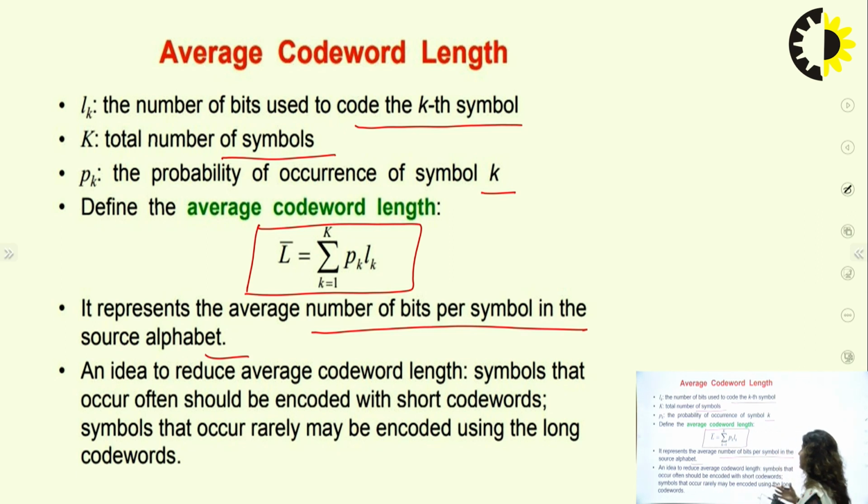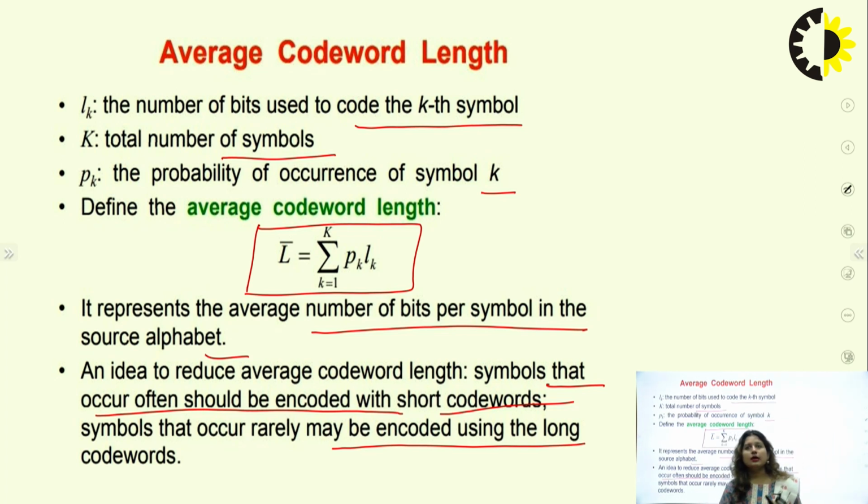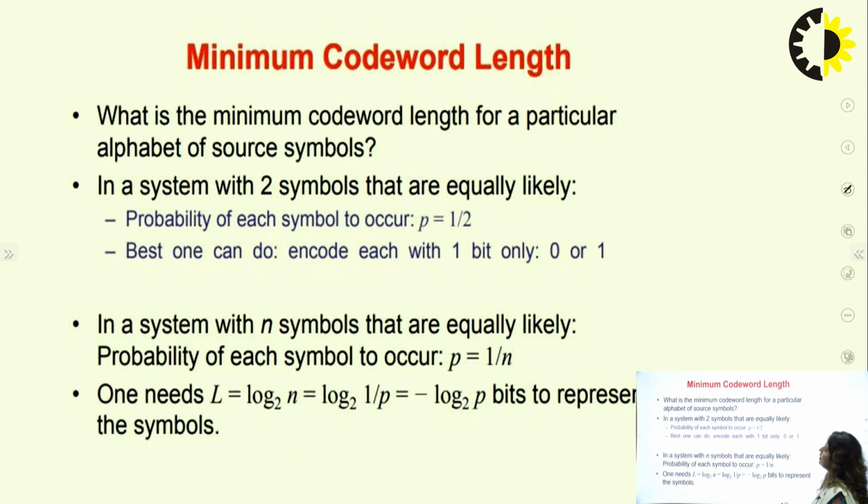An idea to reduce average code word length: symbols that occur often should be encoded with shorter code words, and symbols that occur rarely should be encoded with longer code words. Obviously this is defined with the help of the probability of occurrence. When the probability of occurrence is high, the information content is low, and a lesser number of bits is required to encode it. Similarly, if the probability of occurrence is low, the message is very informative, and more bits are required to encode that message or symbol. So what is the minimum code word length?